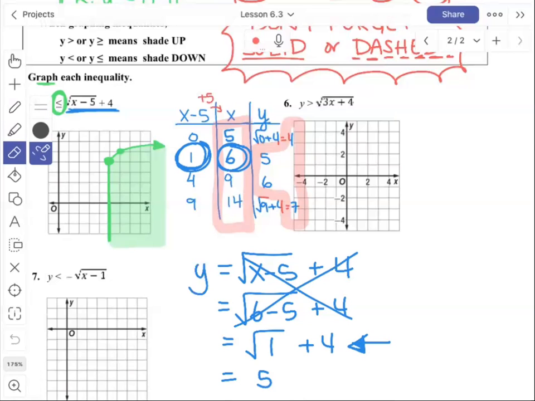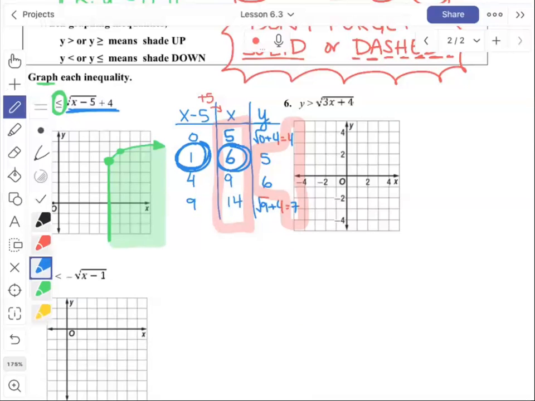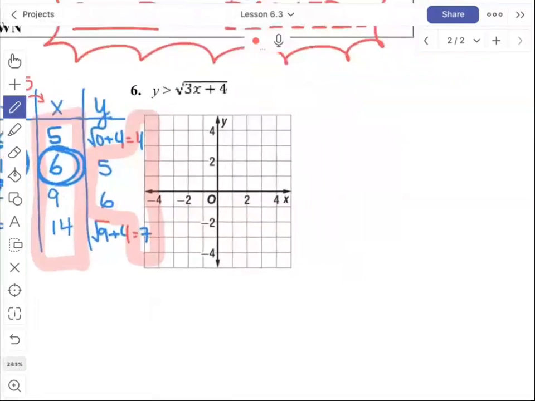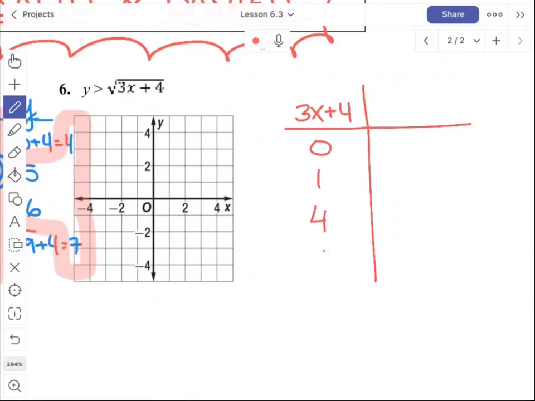All right, let me do number 6, and I think that's all the time we have. Let me just do this quickly. I'm not going to call on people, so just listen very carefully. Number 6, I have 3x plus 4. I want it to be 0, 1, 4, 9. Let's figure out what x's will equal that.